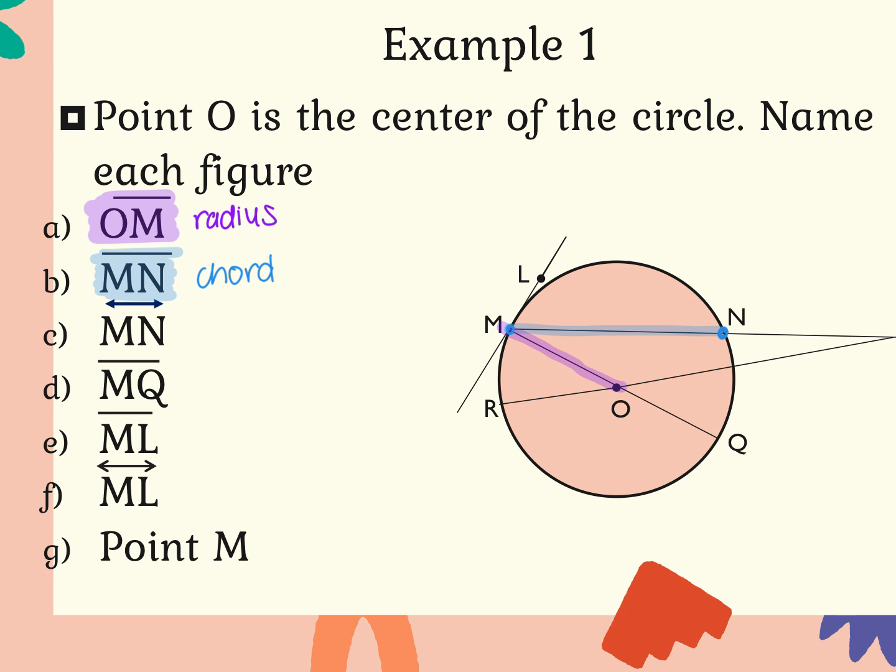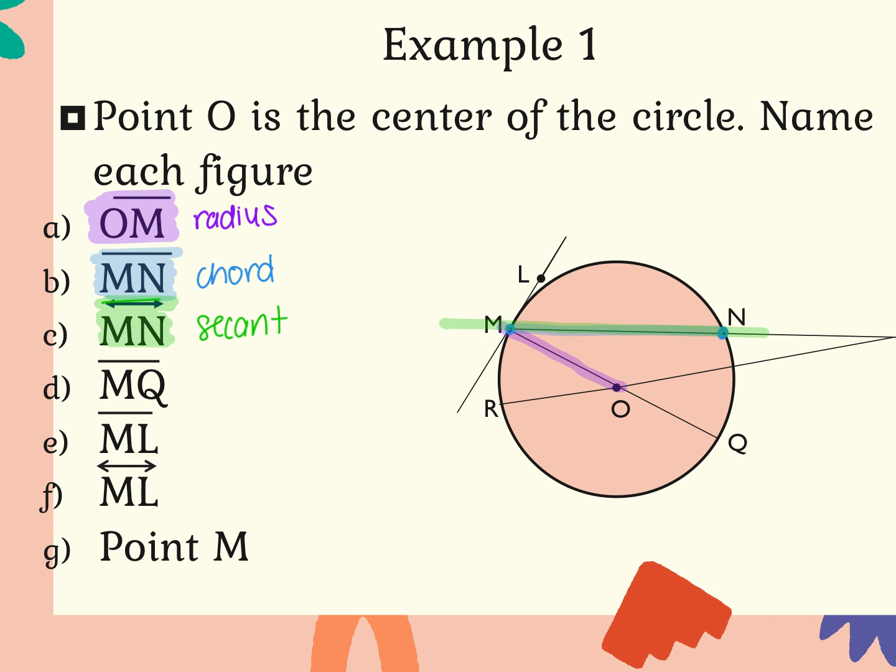Looking at the next one, this is a line. Okay, this is a line. So we can see it. It has the little arrows. I have line MN, so that means it continues. What is this called? This is my secant.